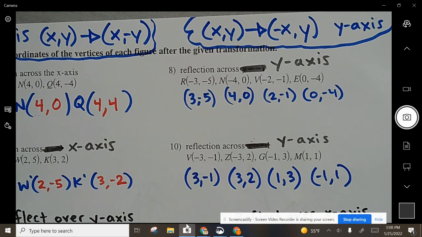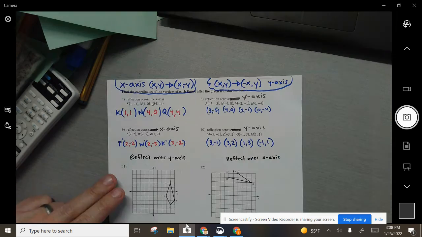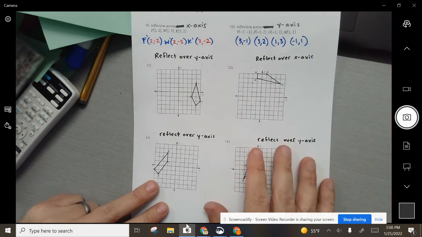Why don't you try to go ahead and do the reflections on the bottom part on your own, and Miss Alonzo can go check over your work on the bottom. Okay? Do the best you can, guys.